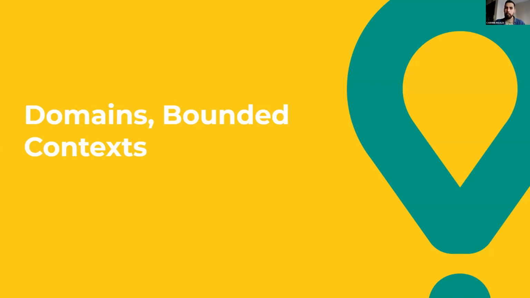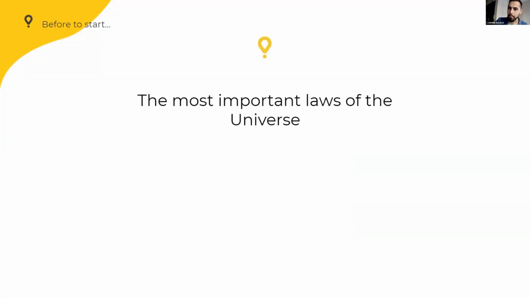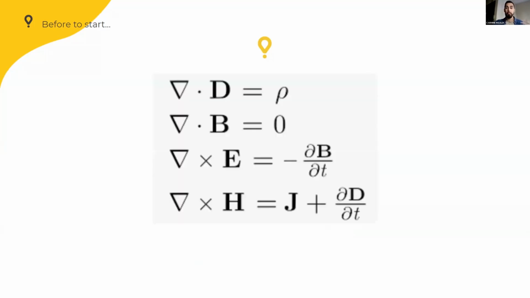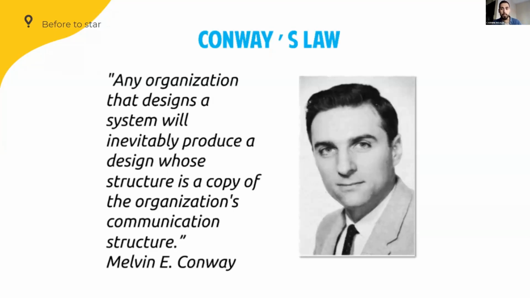Well, and to understand how we can do this, I'll take another step back. Actually, I'll take more than one step back, sorry. I want to start from the beginning, the most important laws of the universe, because there are laws in the universe that are immutable, that are static, and describe everything in a very elegant way, such as general relativity, which describes the relationship between matter and energy, and the Maxwell equations for the electromagnetic fields. But my favorite one, the most important for me, is Conway's law.